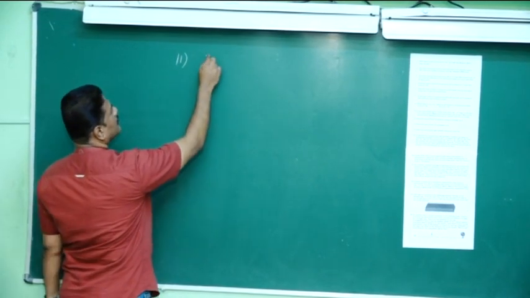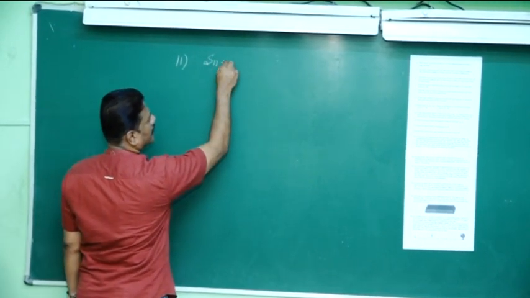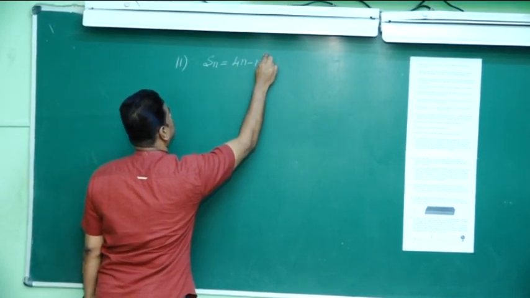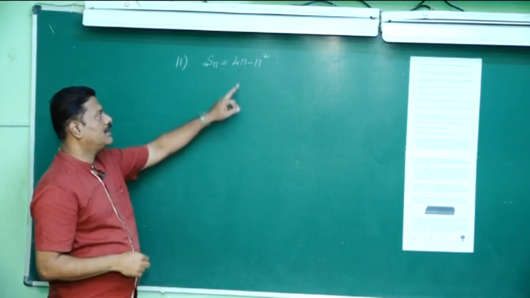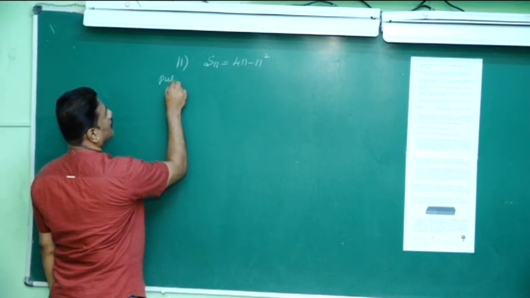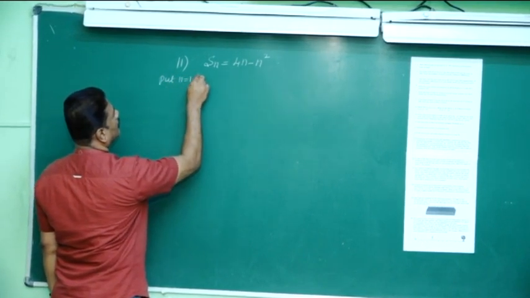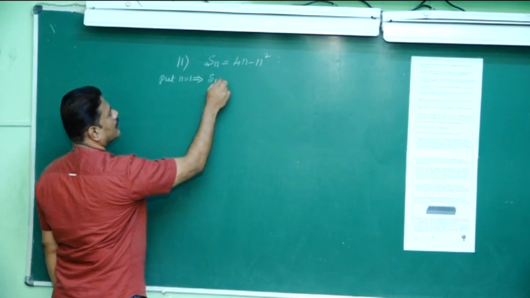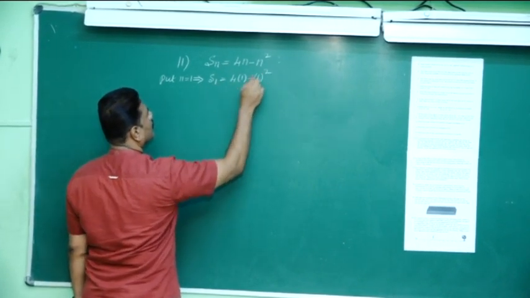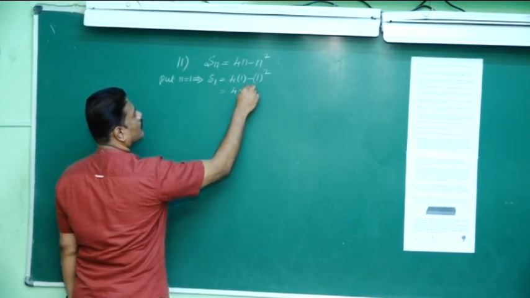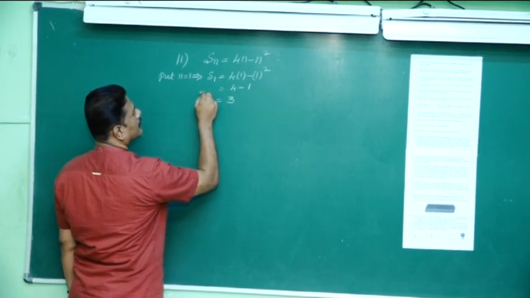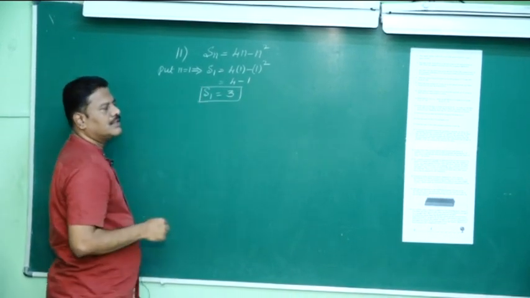What is given? Sum to n terms is defined by 4n minus n square. So this is the sum to n terms of an arithmetic progression. So put n is equal to 1. What will happen? S1 is equal to 4 into 1 minus 1 square. 4 ones are 4, 1 square is 1. What is 4 minus 1? It is 3. So I came to know the sum to one term is 3.